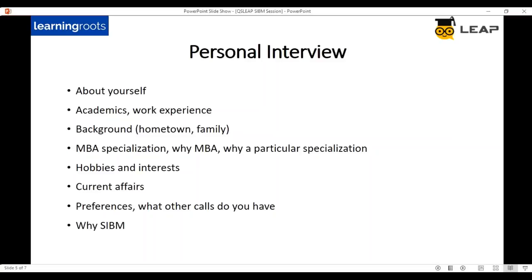For example, you might be a mechanical engineer working in an IT company, but wanting to do MBA in marketing. When you have this kind of different career paths that you have taken or you want to take, you have to sort of justify why you want to do that and the reasoning behind those choices. A lot of questions can be asked based on your work experience.